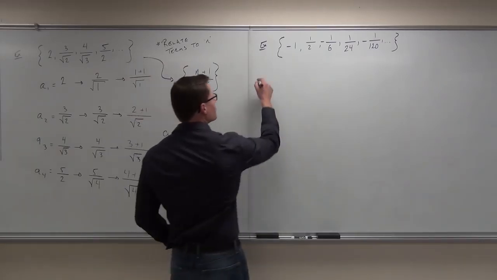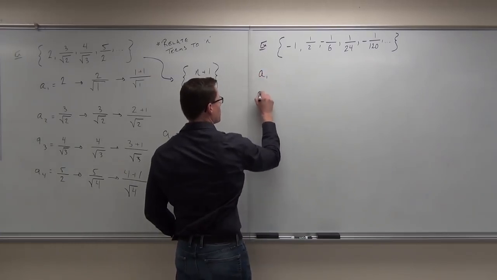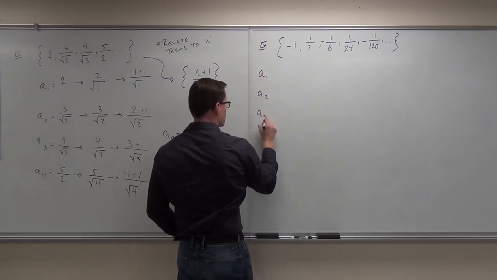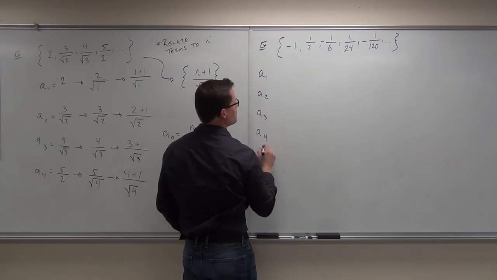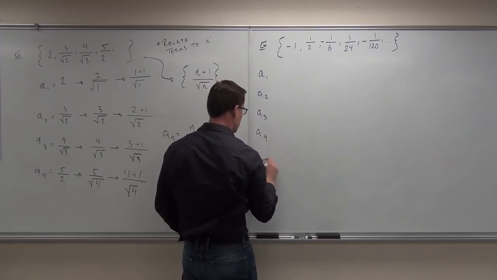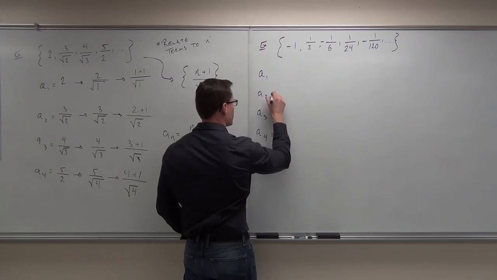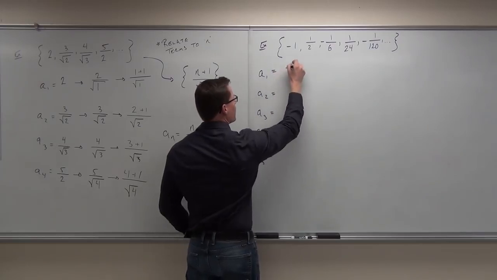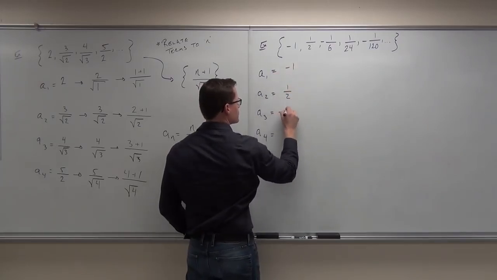So for me, I would write out a sub 1. I would write out a sub 2, a sub 3, a sub 4. How many did I give you here? 5? Yeah. I'd write out all of them. And I'd go through the process. So I'd start with just the terms themselves.